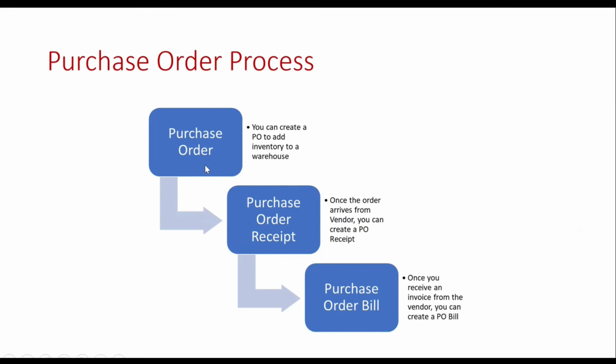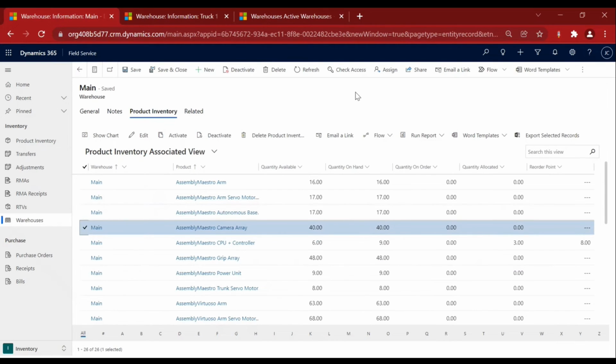Initially we need to create one purchase order. Then we need to create a purchase order receipt once you receive the products from your vendor. And once the vendor sends you an invoice bill, then you need to create a purchase order bill. We will see this process in our demo. Are people clear with the purchase order process? It is something like you are buying some product for your warehouse from your vendor.